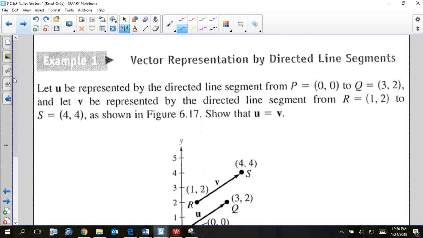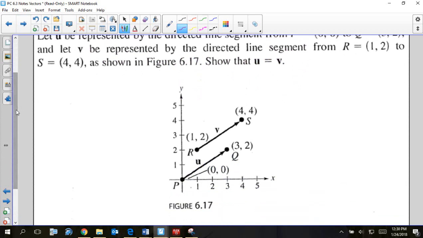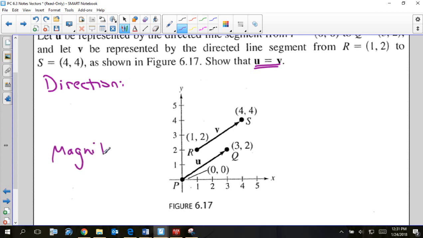All right. So this first example has 2 vectors, and they labeled them boldface U and boldface V. And actually they're telling us that it is true, but we just have to show that vector U is equal to vector V. To show that they are equal, we have to show that the direction and the magnitude are the same. So we're going to find the direction and the magnitude. That's the definition of what vectors are, direction and magnitude.